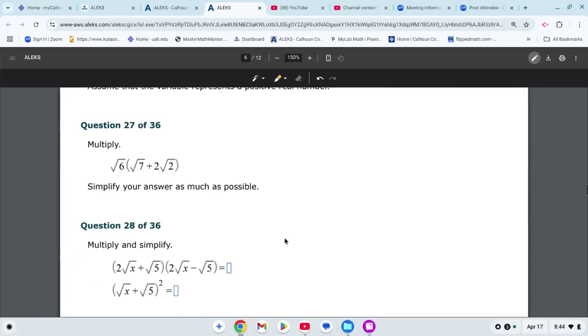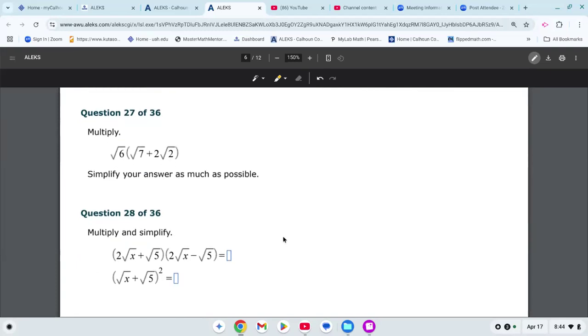Number 27 and 28. 27 is for distributing, and 28 is FOILing. So for number 27, I have square root 42 plus 2 square roots of 12. And then I have to ask myself, are there any factors of 42 that are perfect squares? And there are not. And then I have to ask myself if there are any perfect square factors of 12, which there are. You've got 4 times 3.